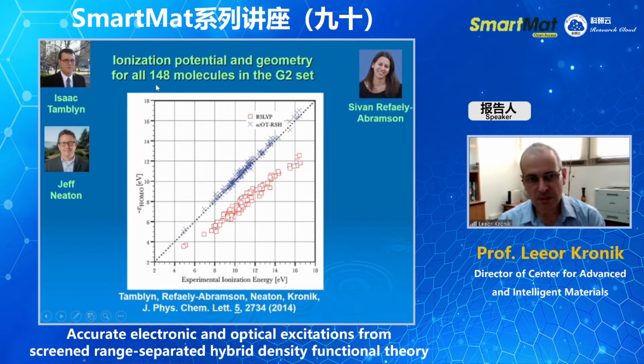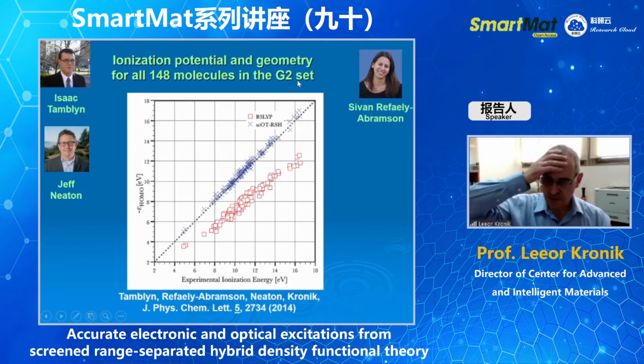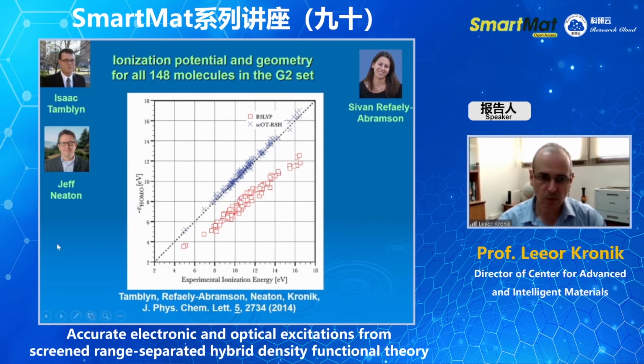So we looked at the entire set of 148 molecules that's known as the G2 set. That's actually the set that was used to fit B3-LIP. So we're giving B3-LIP the home advantage, so to speak. And nevertheless, we plot minus epsilon as a function of the experimental ionization energy. We see that for all 148 molecules, without a single exception, we are well on the line here.